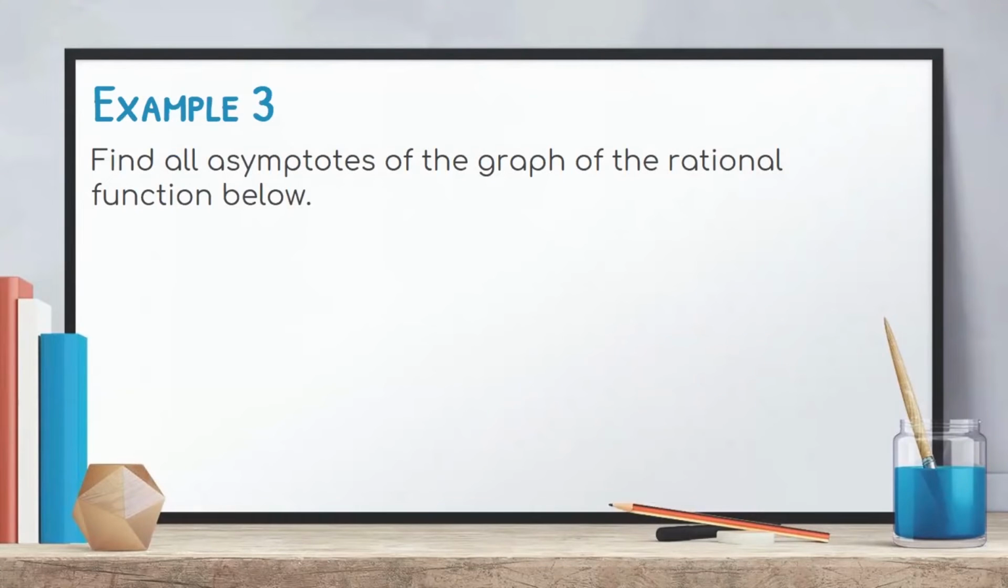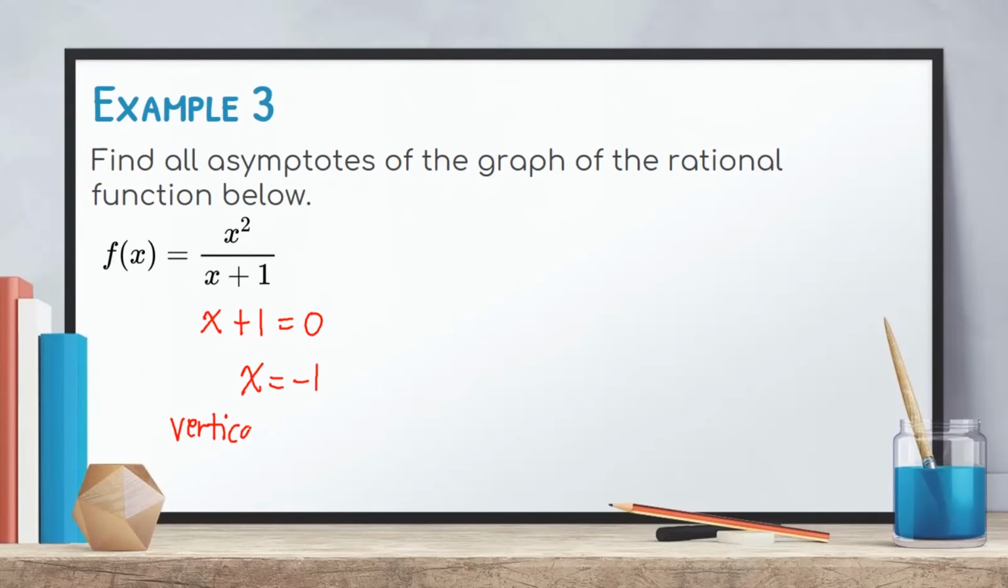Another example, find all asymptotes of the graph of the rational function f of x equals x squared over x plus 1. To determine the vertical asymptote, let us again equate the denominator to 0. So we will have x plus 1 equals 0, and then solve for x. So we will have x equals negative 1. Therefore, x equals negative 1 is our vertical asymptote.